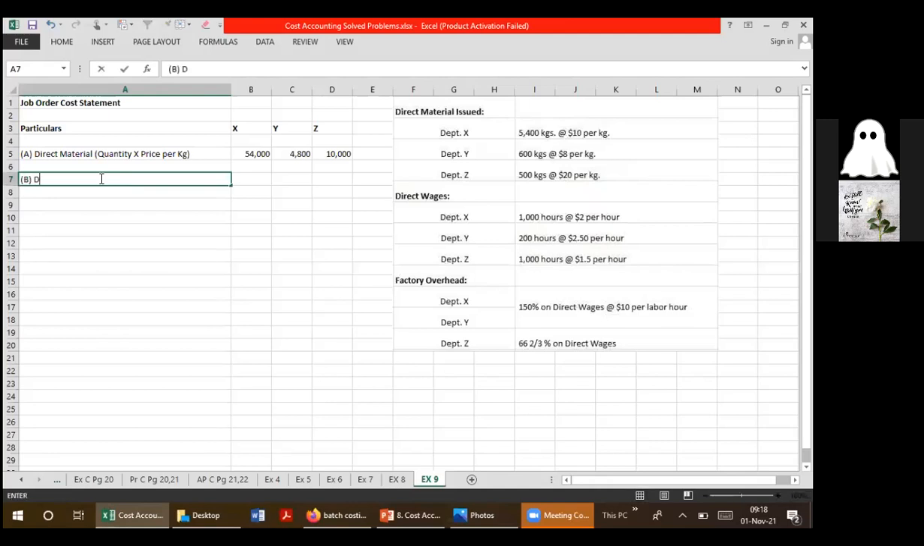Next item would be direct labor. Direct labor here again is given by the rate. That is how many hours of labor were spent and what is the rate per hour for labor. So for X, it is 1,000 hours at $2 per hour. That is $2,000.